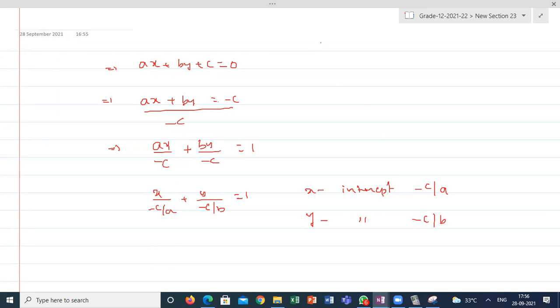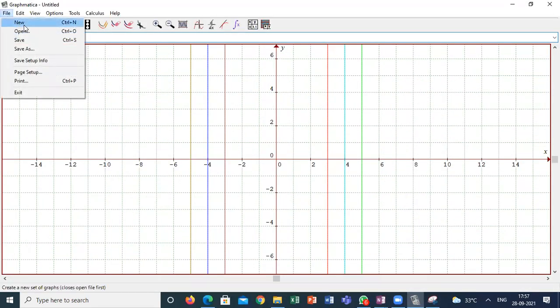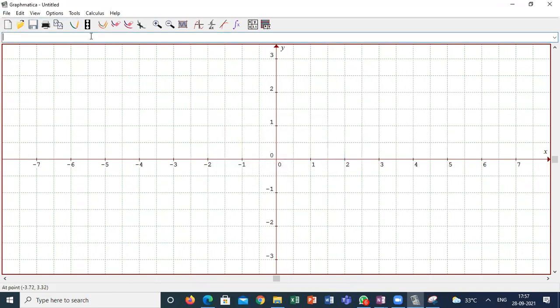That is, if I am giving 2x plus 3y plus 12 is equal to 0, your x-intercept according to this is minus 12 by 2, which is minus 6. Your y-intercept is minus 12 by 3, which is minus 4. Let's see whether we are getting the same intercepts when I'm doing it practically. So I'm tracing a graph with this equation. We know how to trace a graph with equations. I gave the equation 2x plus 3y plus 12 is equal to 0.